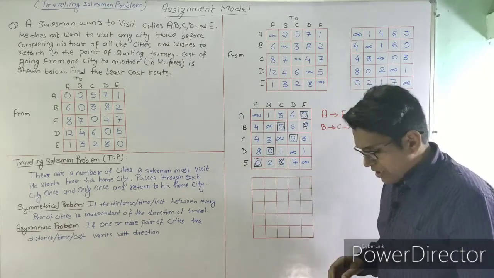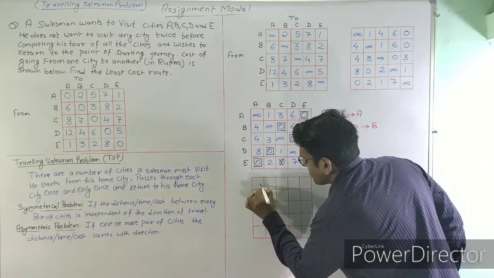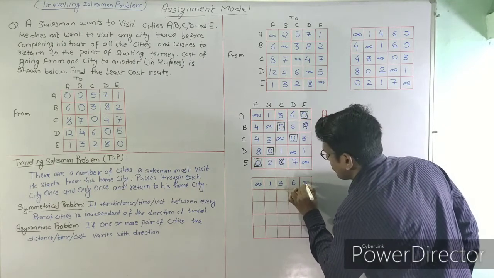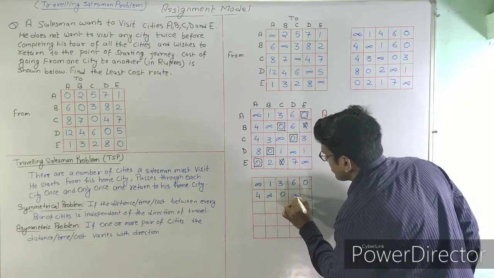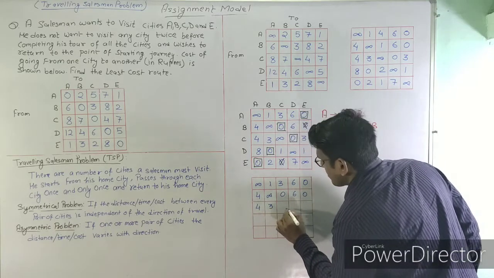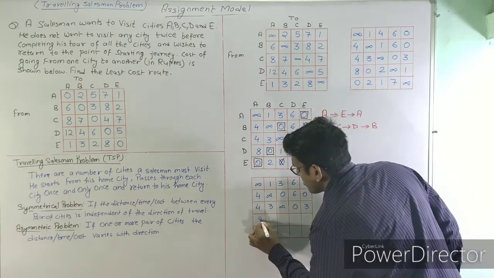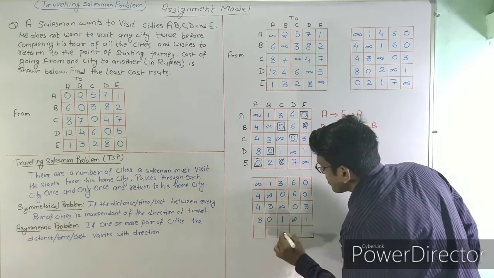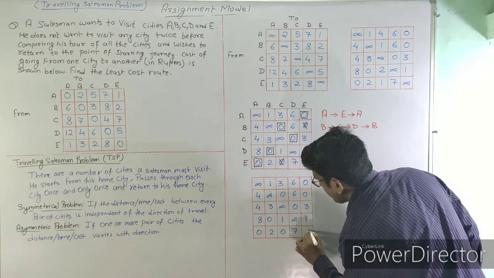And how are we going to improve this? So let us again write here the same values: infinity 1, 3, 6, 0, 4, infinity 0, 6, 0, 4, 3, infinity 0, 3, 8, 0, 1, infinity 1, 0, 2, 0, 7, infinity.